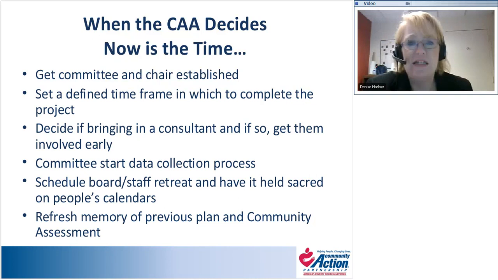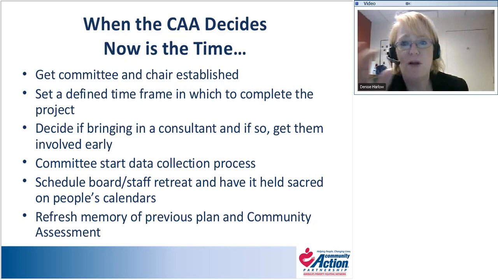So, how do you decide? When you decide now is the time, get a committee going, get a good chair established. Set that initial time frame. Is 6 months your window? Is 8 months your window? 12 months? What's your window going to be to get this plan from beginning to end?